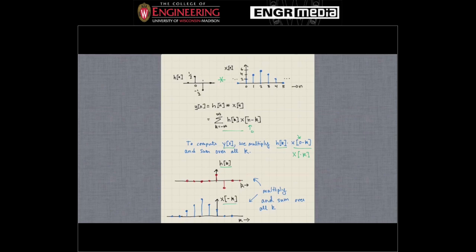One way to think about this is: how do I get this value, say here? Well, at this point k equals minus 2. When k equals minus 2, I'd plug that into x of minus k. So I'd have x of minus, parentheses, minus 2. And that gives me the value: x of minus k at k equals minus 2 is x of 2.